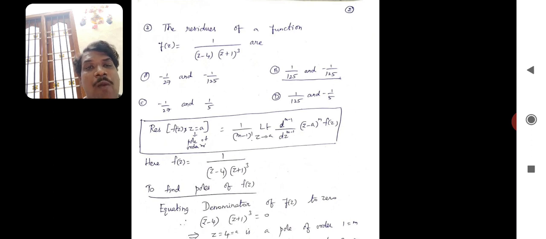To solve this problem, we want to know the formula to find the residue for the given function f of z at a given pole of order m. So let me write the formula first. The residue is abbreviated as RES, of f of z at the point z equals a, where this point z equals a is a pole of the function f of z having order m.